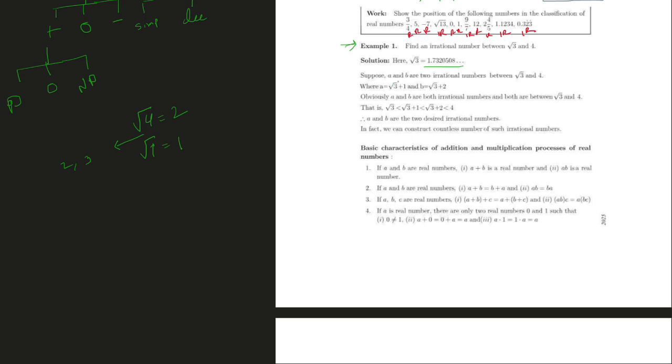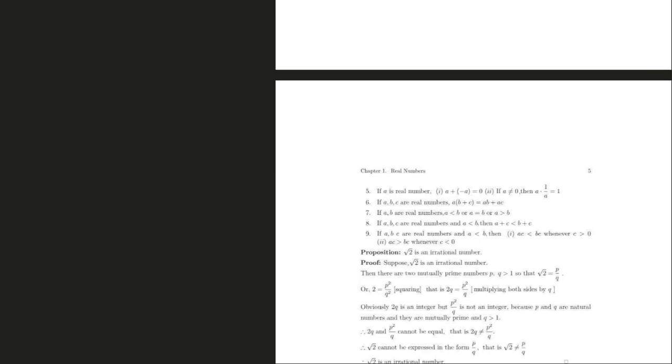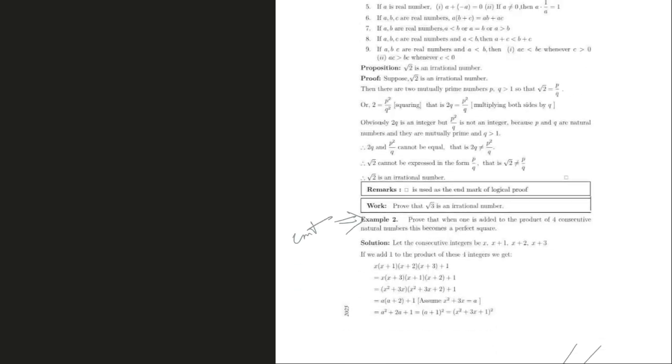And how they did it is that they first took two numbers, say a and b, both being rational and between root 3 and 4, where a is equal to root 3 plus 1. If you just look at this example you'll get it. It's not really that important in terms of what we are trying to achieve here. Okay, let's look at over here.